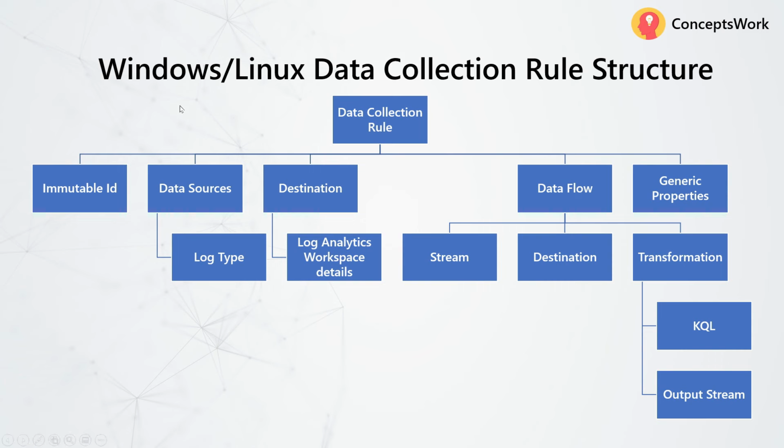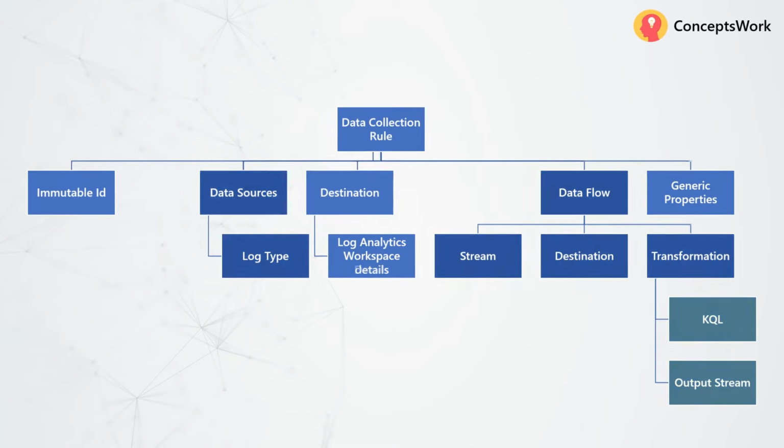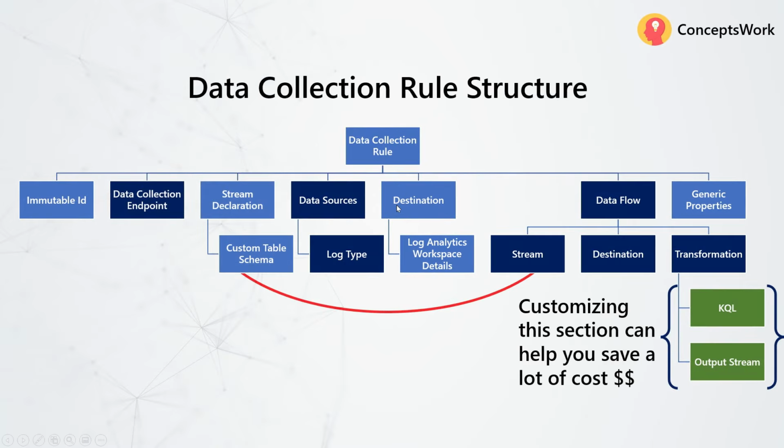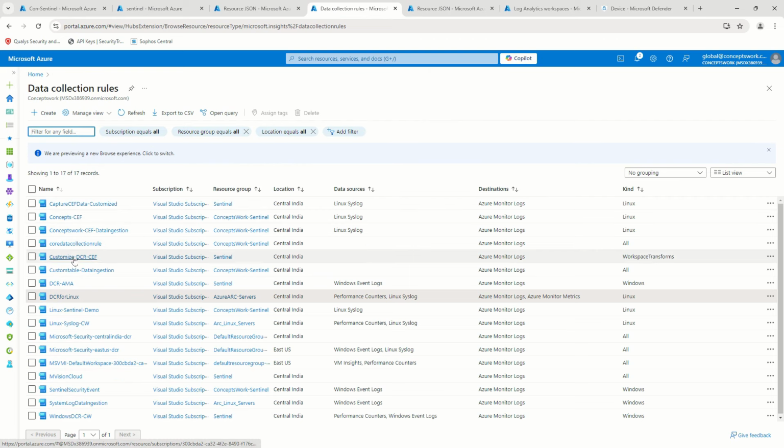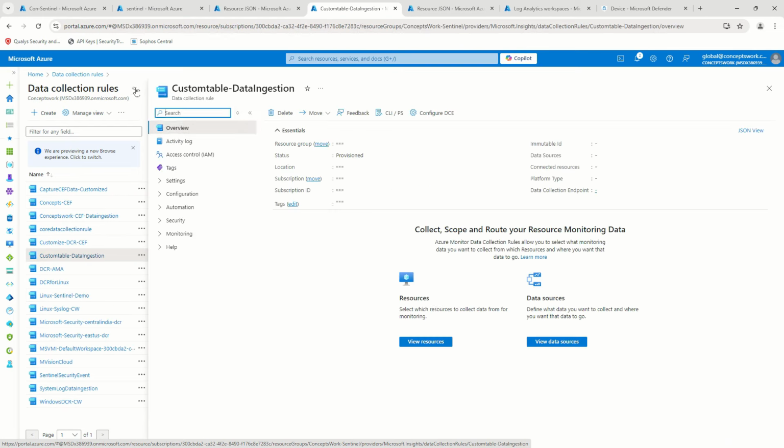So this was the Windows and Linux data collection rule structure. However, let me show you the one which will be mostly generic. If you have selected the option of API data ingestion, or you have selected the option of all, this is how the data collection rule structure will look. Let me open the one which I have created for API as well, which was the core data collection rule for custom table data ingestion.